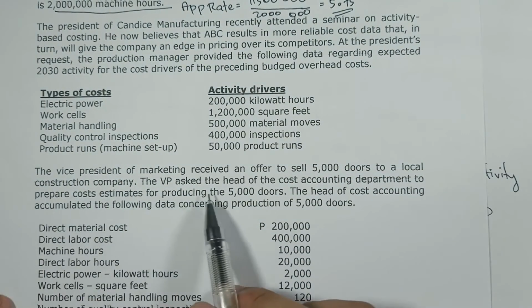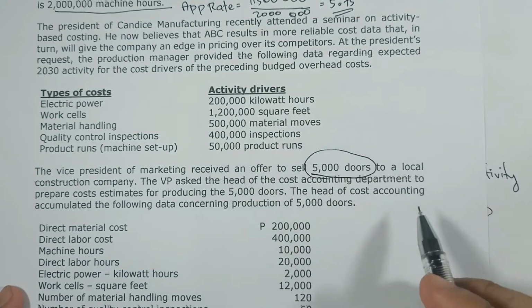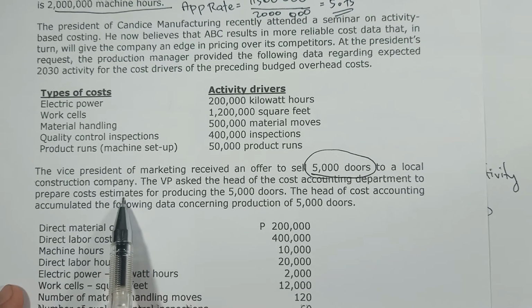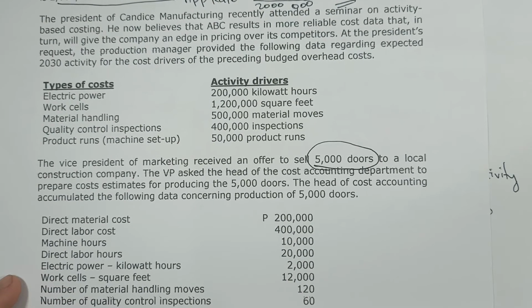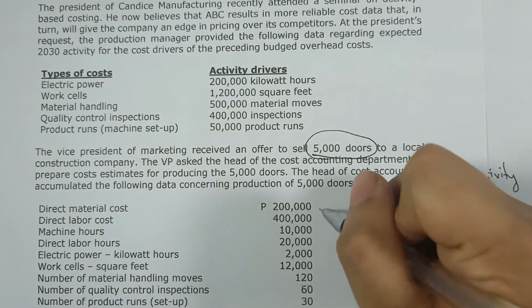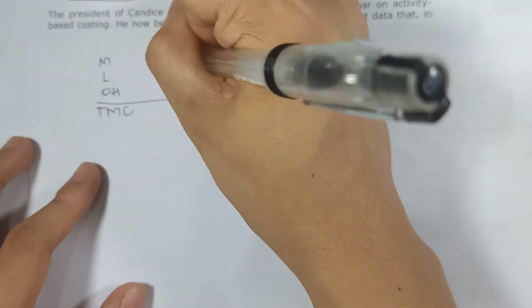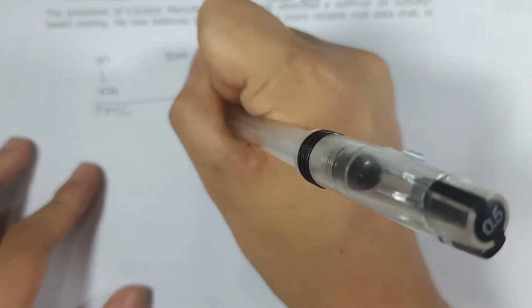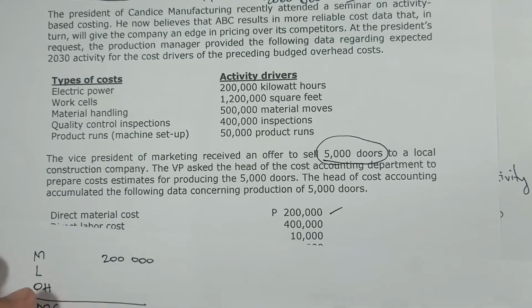Dito muna sa dulo. The Vice President of Marketing received an offer to sell 5,000 doors to a local construction company. The VP asked the head of the cost accounting department to prepare cost estimate for producing 5,000 doors. The head of cost accounting accumulated the following data concerning the production of 5,000 doors. As you can see here, we have 200,000 direct materials cost. So, lalagay ko dito, 200,000. We good? For the labor, we have 400,000.